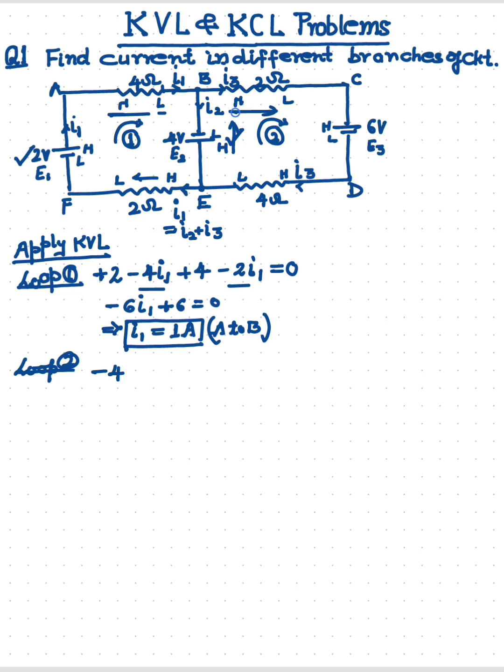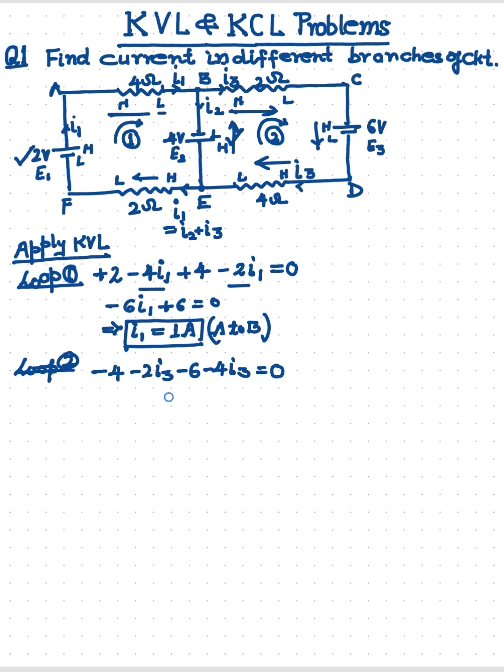Now see here. Here we are traversing high to low, so minus 2 I3. Here we are traversing high to low, so minus 6. And here we are also traversing high to low, so minus 4 I3. Now the loop is completed, so this is equal to 0.